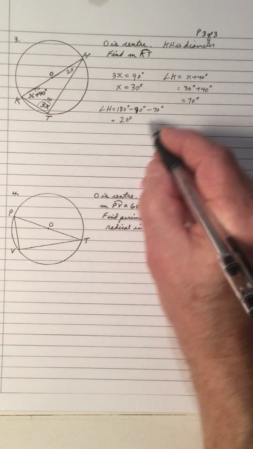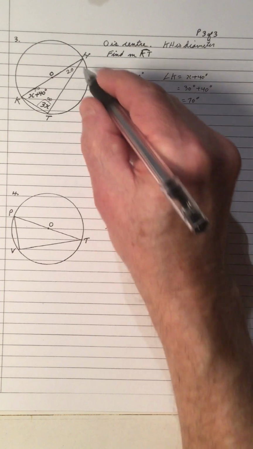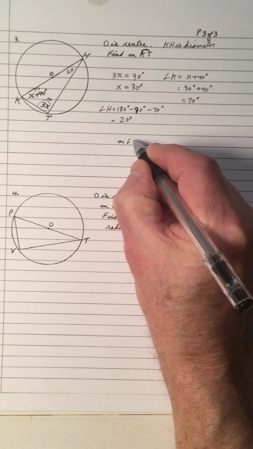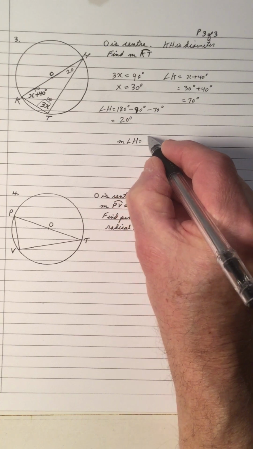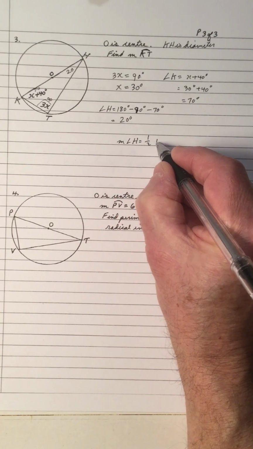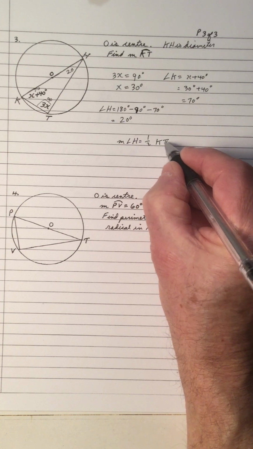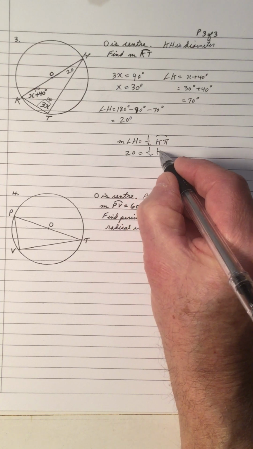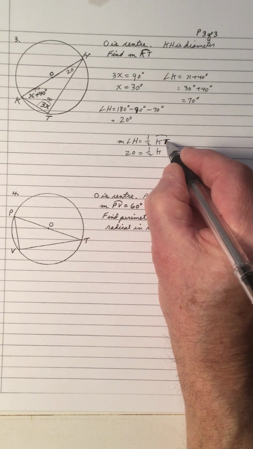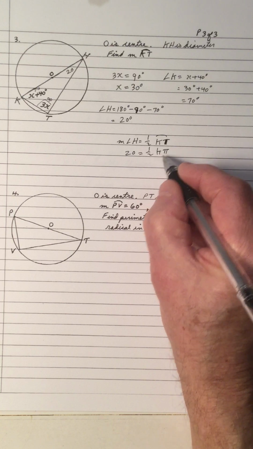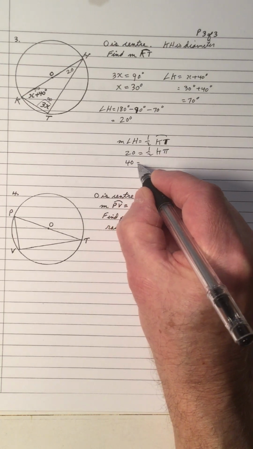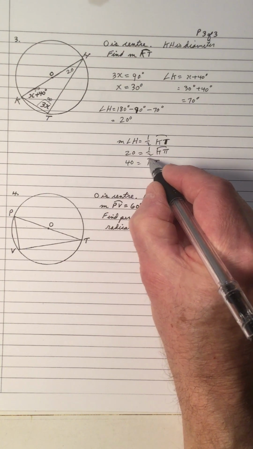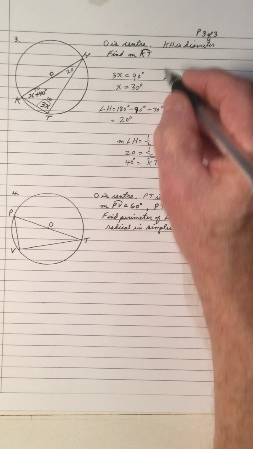So that means that we have the inscribed angle. Angle H is the inscribed angle. So the measure of angle H is half of the measure of the arc KT. So angle H is 20. For arc KT, we double it, 40. Double a half is 1. So the arc KT comes out to be 40 degrees.